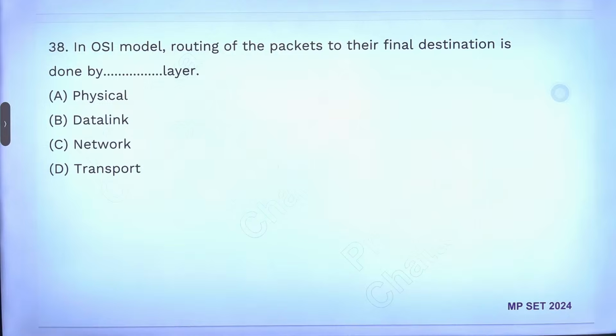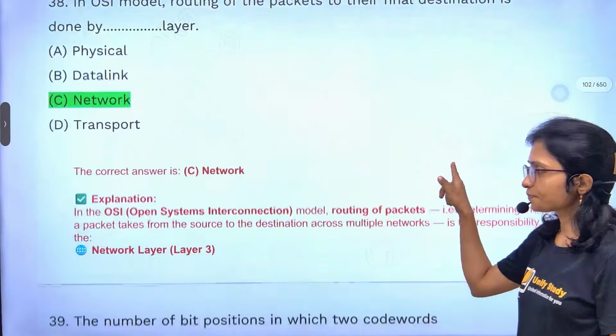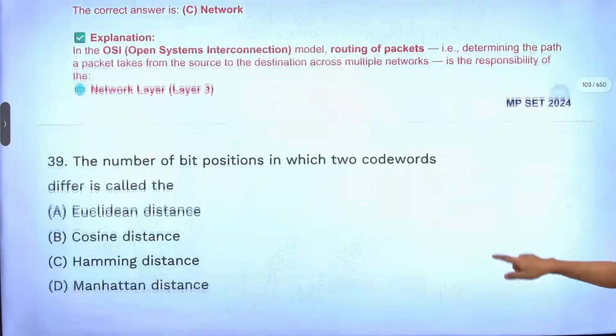In the WBSET model, routing is the packet's final destination is 1 by 1 dash layer. Network layer. WBSET routing is related with the network layer.